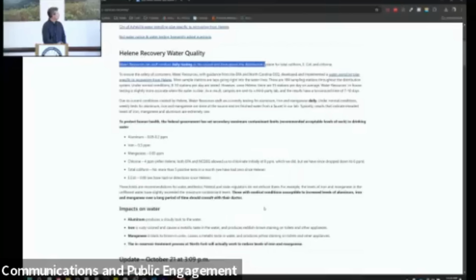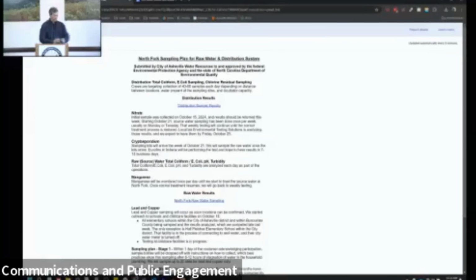Right, let me click on the sampling plan. If you're on the website and you click on the link at the top, that takes you to our sampling plan. The North Fork sampling plan for raw water and distribution system, again, developed and implemented after Hurricane Helene in consultation with our regulators.